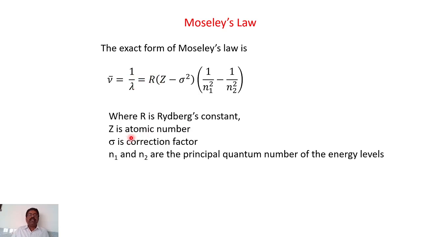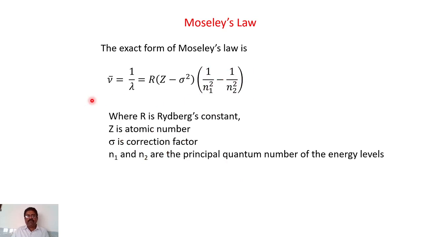Z is the atomic number, then sigma is the correction factor. N1 and N2 are the principal quantum numbers of the energy levels. Energy levels means the X-ray photon which results because of the transition between the two energy levels. For example, K alpha, where the transition is between K shell and L shell. So N is equal to 1, N is equal to 2. So N1, N2 are having values 1 and 2.